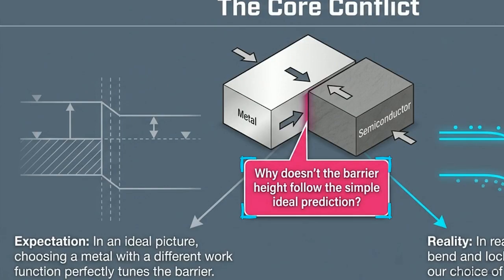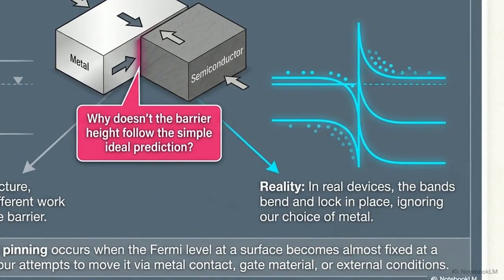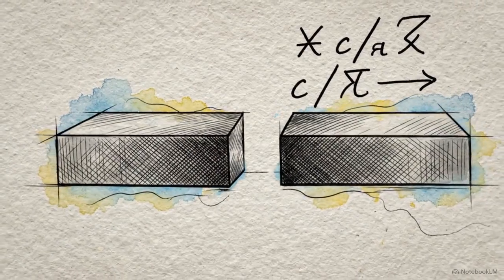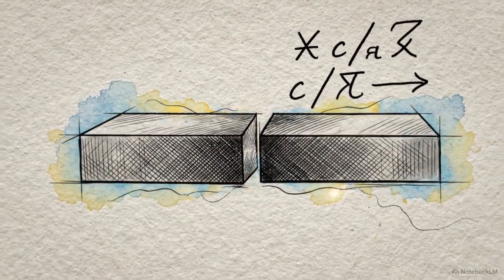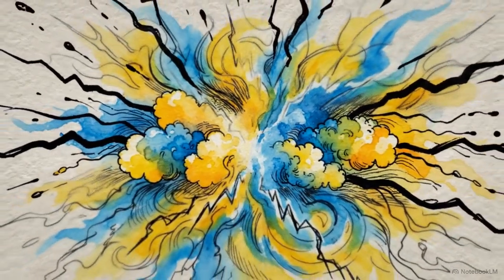In semiconductor physics, this anomaly is called Fermi level pinning. Instead of the energy bands shifting cleanly to align with your chosen metal, the bands at the semiconductor surface violently bend and lock into a fixed position. Fermi level pinning proves the physical interface is an active, chaotic electrostatic environment that overpowers the bulk properties of the materials we try to connect.